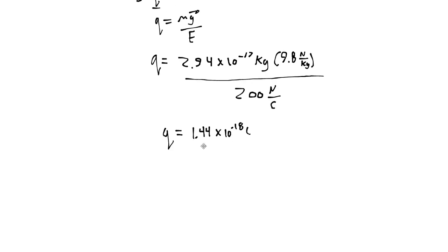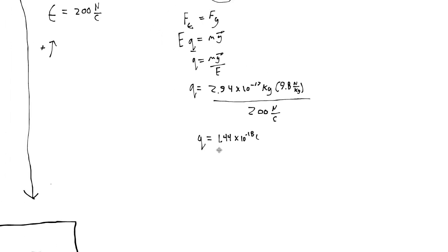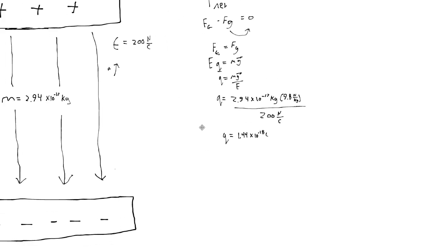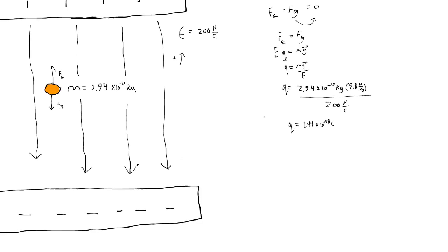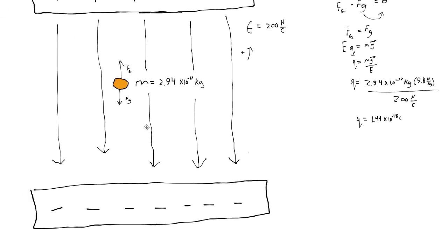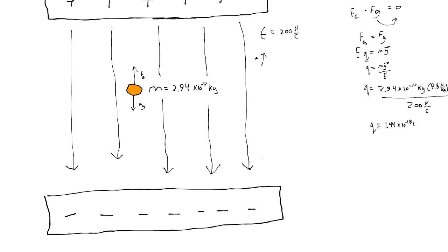Okay, so I got my answer here. So 1.44 times 10 to the negative 18. And then another thing we have to note here is the charge of it, right? So we have the magnitude, but we don't have whether it's positive or negative.